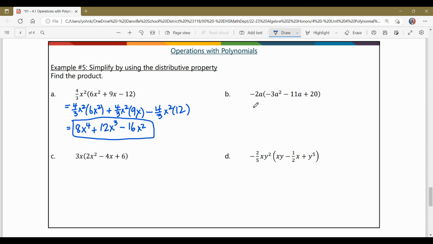All right, letter B. Let's distribute negative 2a times negative 3a squared, minus 2a times negative 11a, minus 2a times 20. If I distribute, that gives me 6a to the third, because it's 1 plus 2. Plus, because negative 2 times negative 11 is a positive 22, and we have a to the first times a to the first, that's a to the second. Minus 2 times 20 is 40a.